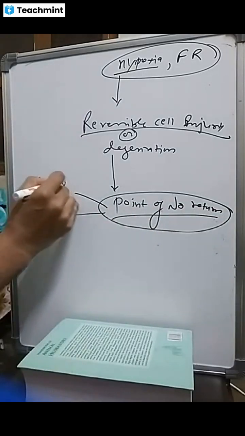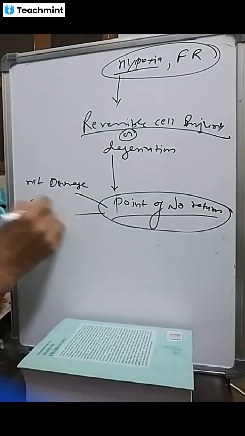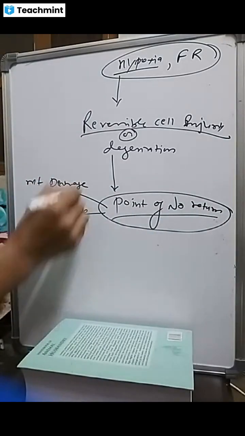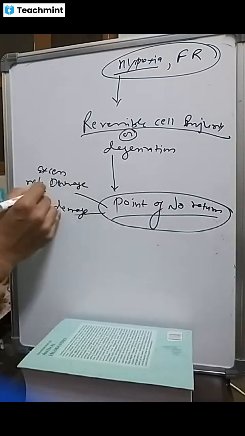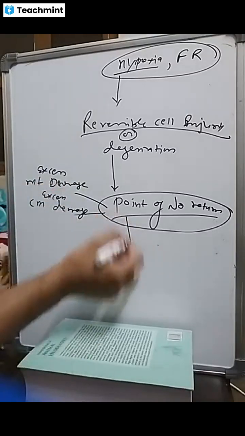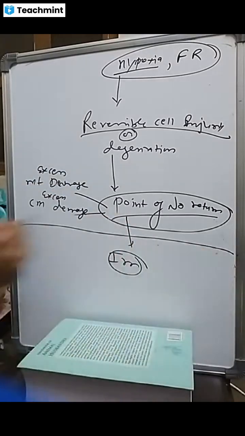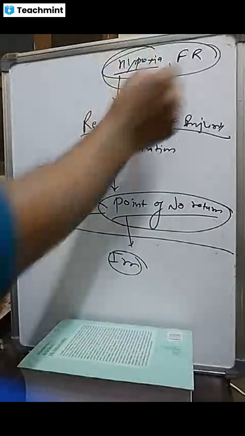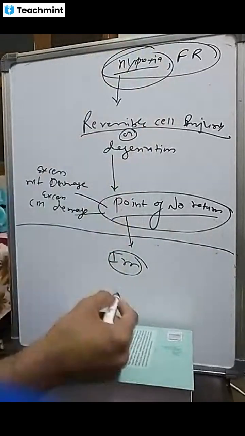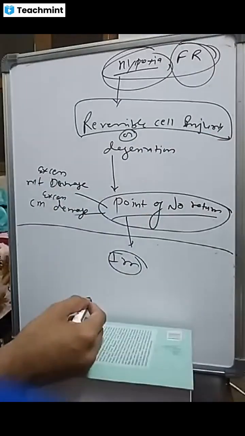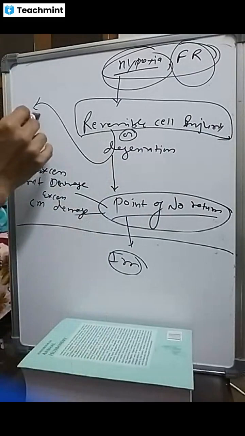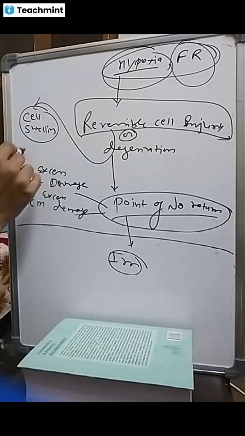Mitochondria and cell membrane damage, but excessive, profound. After this, you will enter irreversible injury. So we have to study up to this. Hypoxia causes reversible cell injury or degeneration, and it causes two patterns, cell swelling and fatty change.